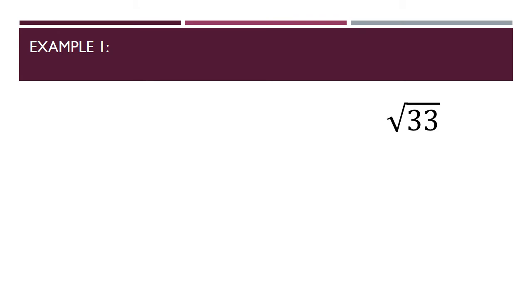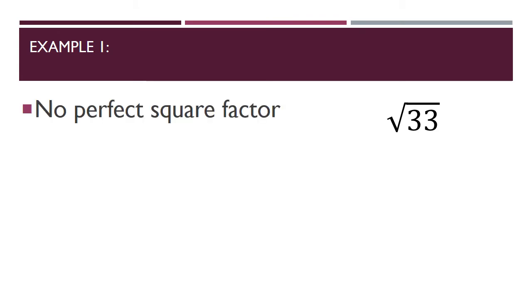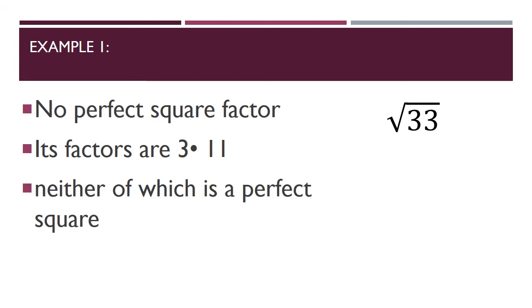And thinking about the factors of 33, I know there is no perfect square factor that goes into 33, because the two numbers that I can think of are 3 and 11, neither of which is a perfect square. For that reason, radical 33 is in the simplest form, and we cannot simplify it more.